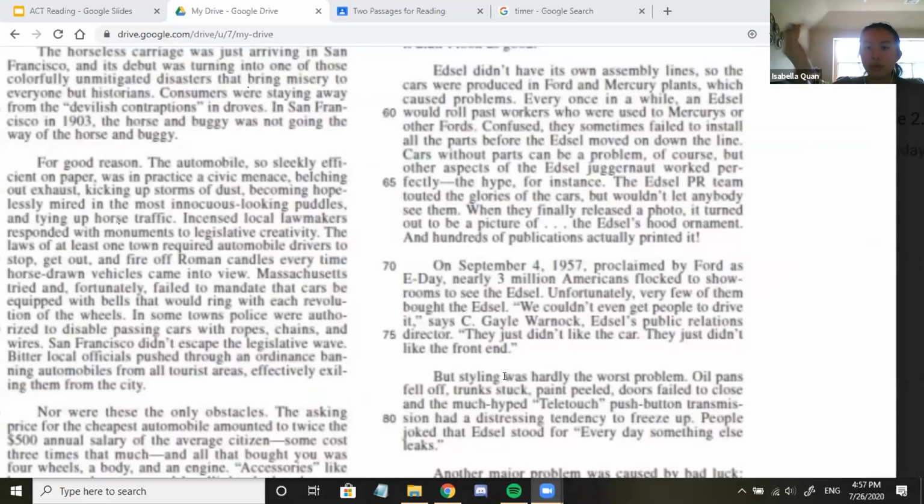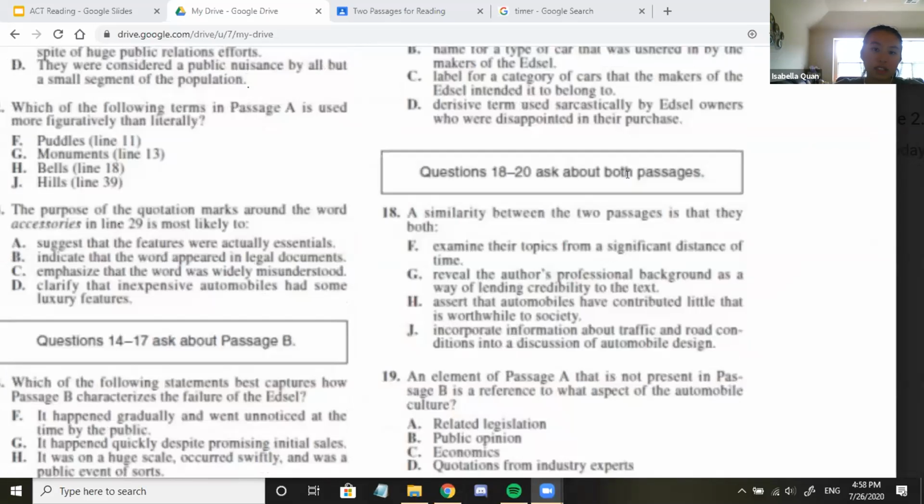And now the last one, number 18. A similarity in these two passages is that they both... oh yeah, this one is definitely very tricky. It's not gonna be G because neither of them talk about the author themselves. They are entirely removed from this. It's not J. I did not see anything about road conditions or traffic. Actually, traffic and road conditions were kind of hinted at in A, definitely not B. And they don't say that cars have contributed little that is worthwhile. Nowadays, you see cars everywhere. They're not saying cars are useless and they always have been.